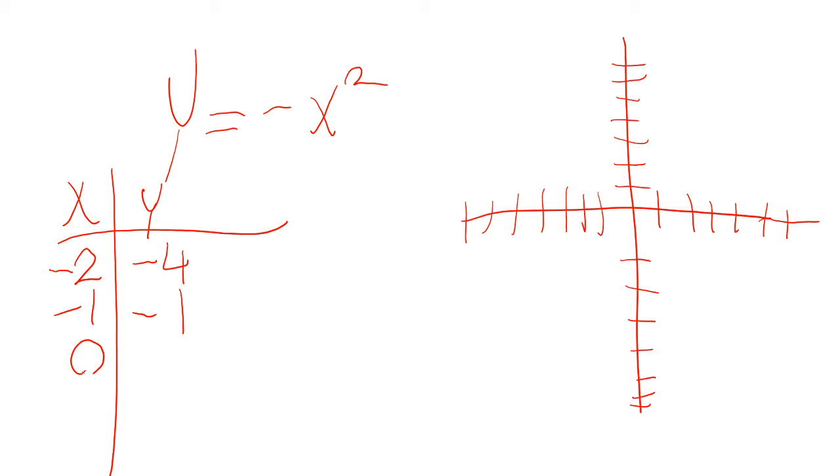Now let's check 0. 0 squared is 0, and then we're just going to have negative 0, which isn't really a thing, so it's just 0. Now let's put in a positive value. Let's put in 1. 1 squared is 1, but we have a negative. Slap on the negative, we get negative 1. Now let's put in a positive 2. 2 squared is 4. Slap on the negative, I get negative 4. Now we have the same outputs but different inputs. And now we're going to graph it.